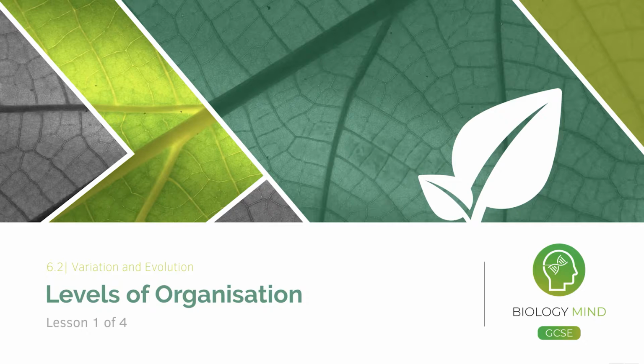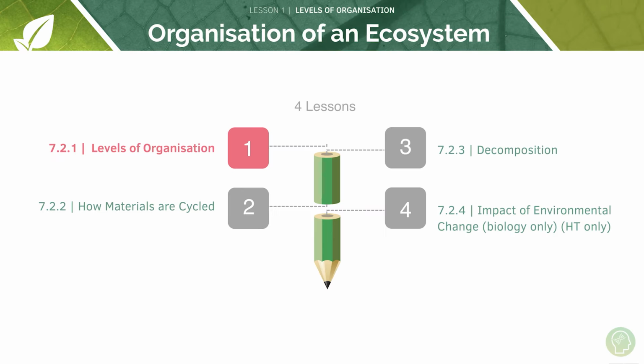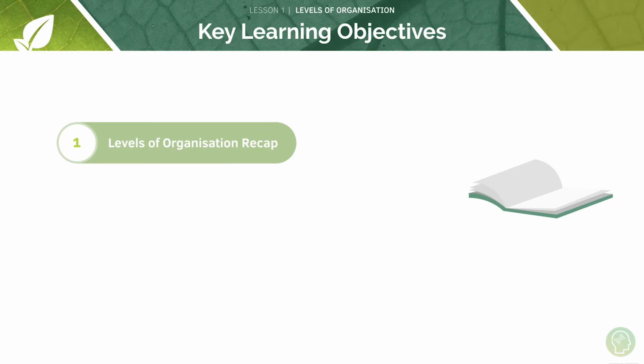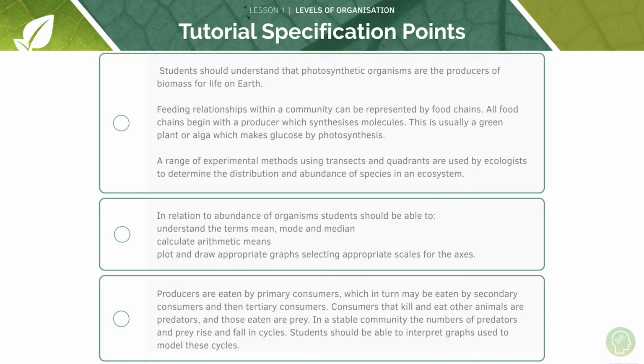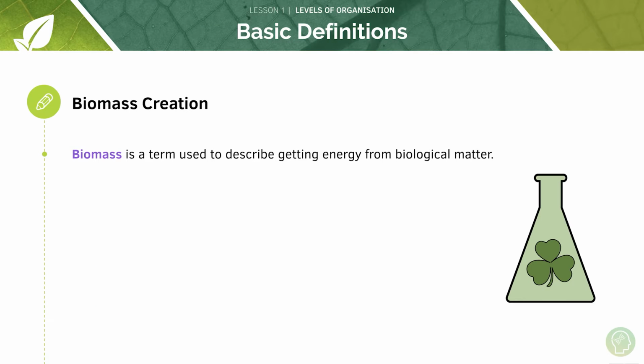So let's get started. Hello there, and welcome to this tutorial on levels of organisation. In today's tutorial, we are going to do a little recap of levels of organisation. We've already visited this in a previous tutorial. We're then going to have a look at how we can present data, so looking at kite diagrams and also averages. So these are our specification points today, so have a read through them now, perhaps pause the video at this point, have a read through them, and come back to them at the end and just make sure you understand everything. So let's get on with it.